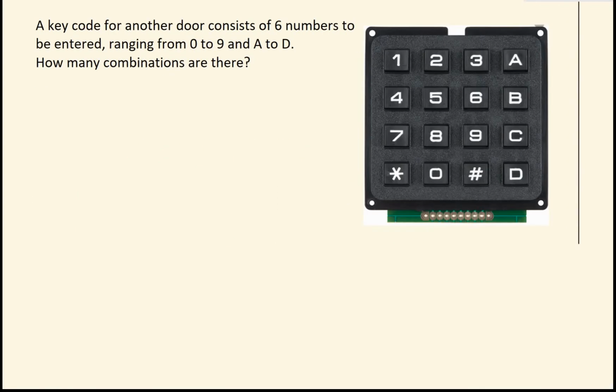Okay, and we're going to extend that idea. So here, this key code has 6 numbers to be entered. Let's write those down, 6 numbers, and we can enter the numbers 0 to 9 and the letters A to D. So let's count up how many options we've got. We've got 10 options here from 0 to 9, and then another 4 with A to D. So in total we've got 14 options.